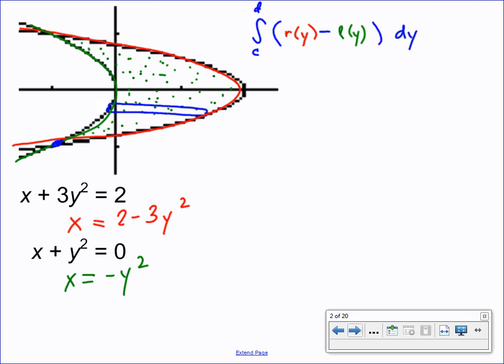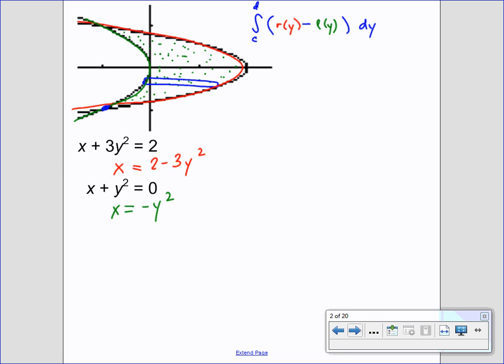So how do I do that? Easy. We'll set the red curve equal to the green curve and find that blue point of intersection. So here we go. I want to know when 2 minus 3y squared is equal to negative y squared. Isn't that just in the festive spirit?